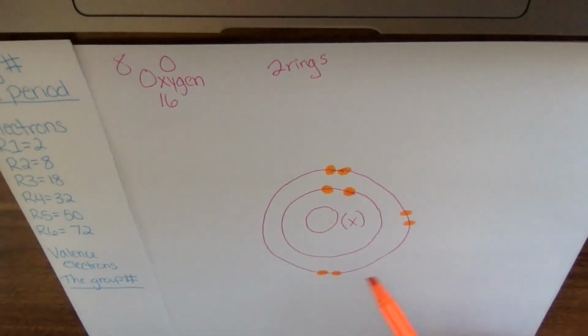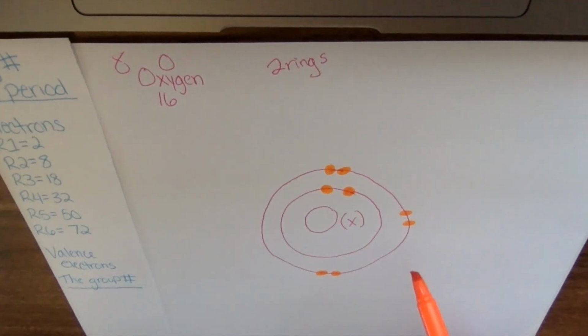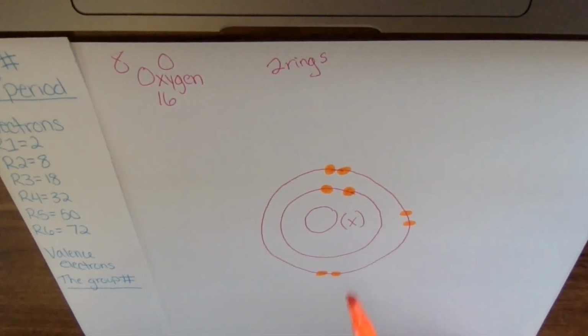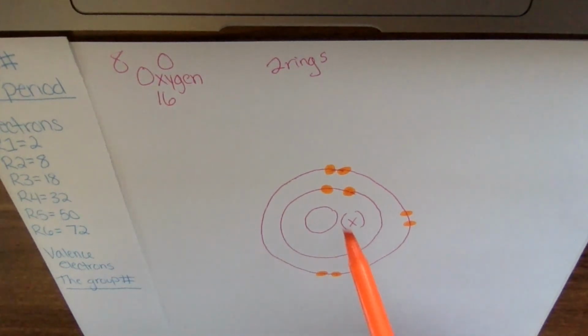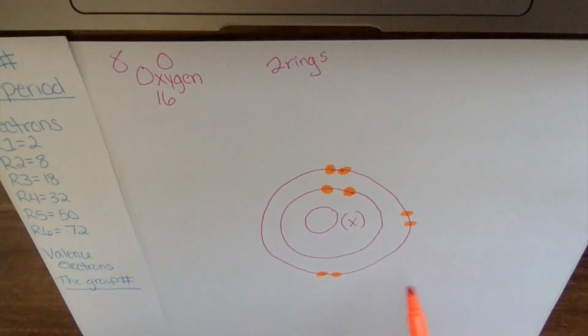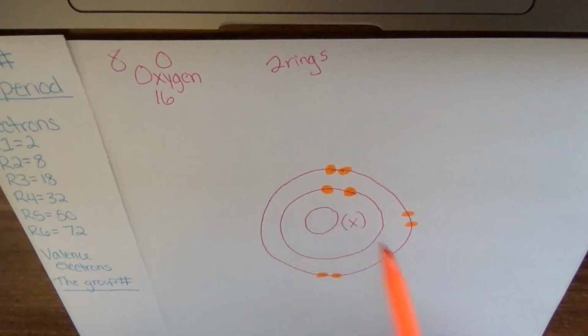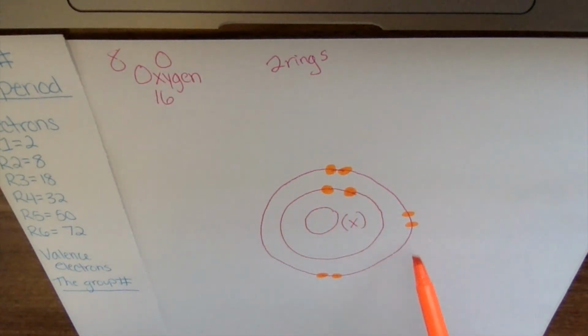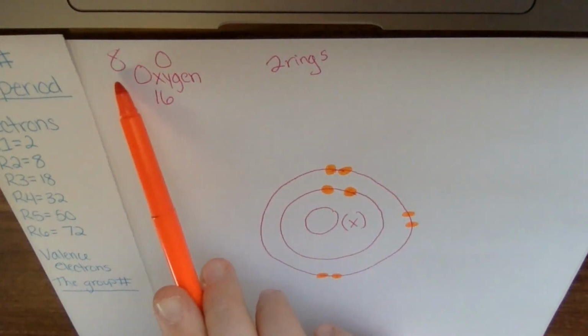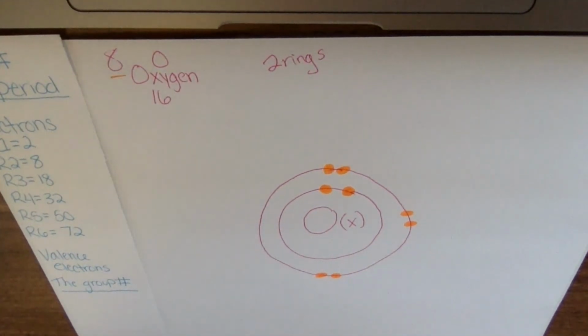So oxygen falls into group 16, so that means group 16 should have 6 valence electrons in the outermost shell, which oxygen does in this case. So I know I did it correctly. And also if you count up all of the electrons, 1, 2, 3, 4, 5, 6, 7, 8, I have 8, that is the atomic number, so I'm all good with oxygen now.